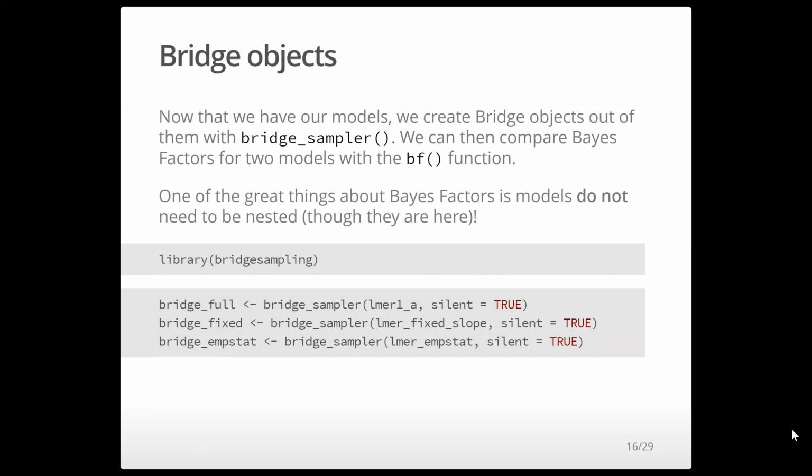So once we fit our models, we can create bridge objects out of them with the bridge_sampler function from the bridgesampling package. And then we can call the bf, or Bayes factor, function on the bridge objects to get our Bayes factors. One of the great things about Bayes factors is you don't care if the models are nested. In this case, these models are all nested, but it doesn't matter. As long as the models are fit on the same data, then you can go ahead and go crazy with Bayes factors.